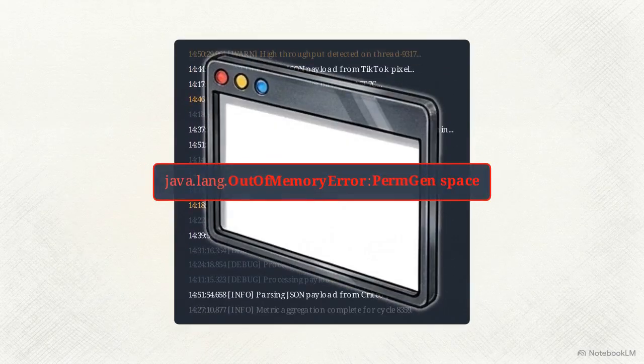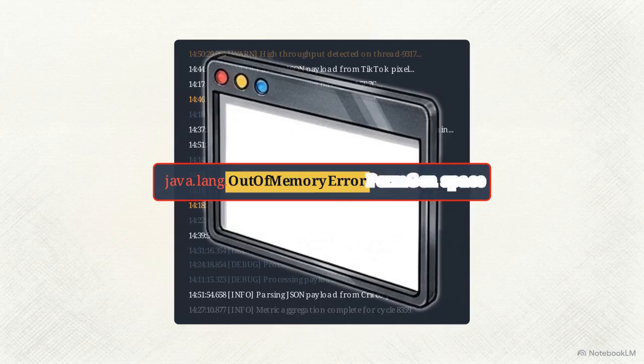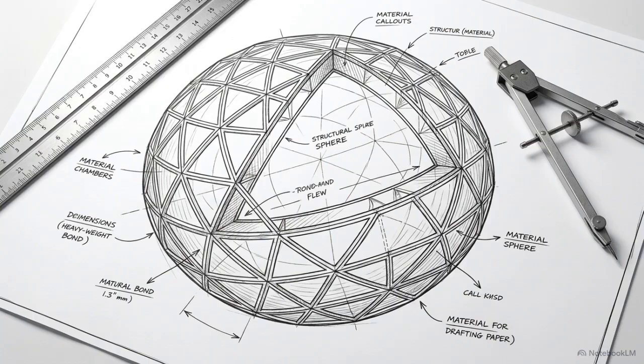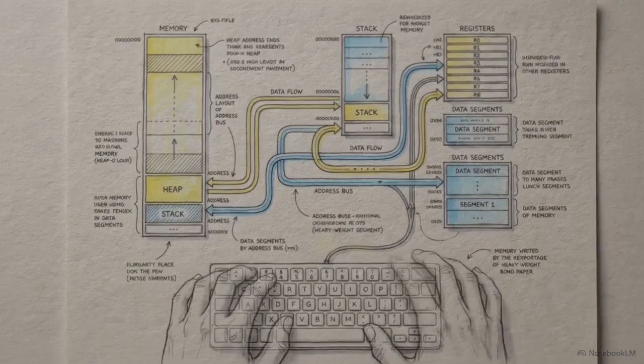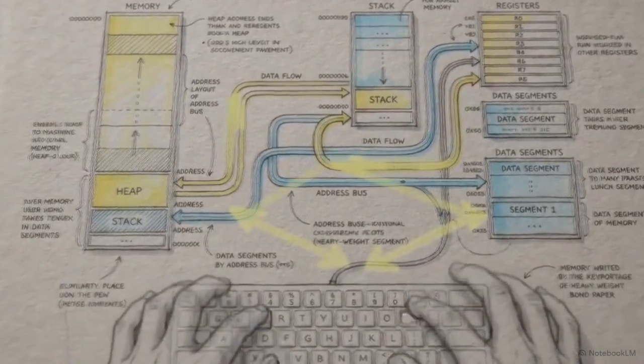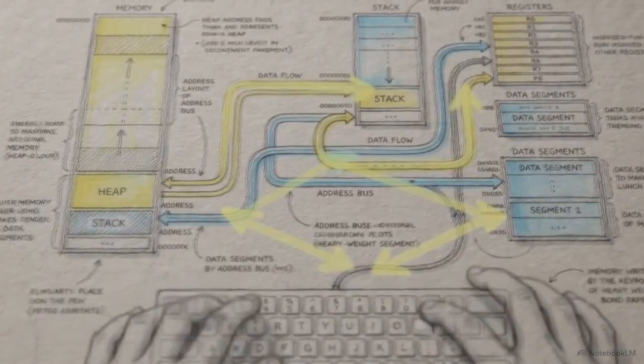Notice the specific error code. The system didn't exhaust standard heap space. It exhausted the memory allocated for the structural blueprints of the classes. The Java virtual machine enforces a strict boundary between the dynamic state of an object and the class blueprint, the metadata that defines it. To fix this instability, we have to look at exactly how the JVM draws the line between an object's data and its structural metadata.